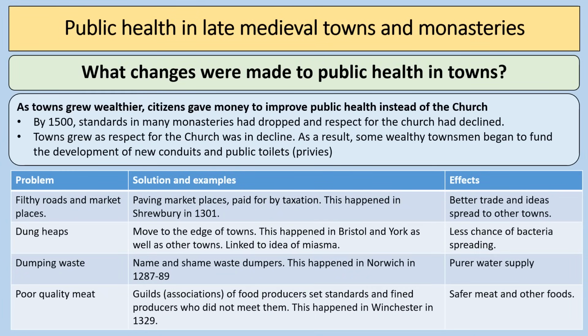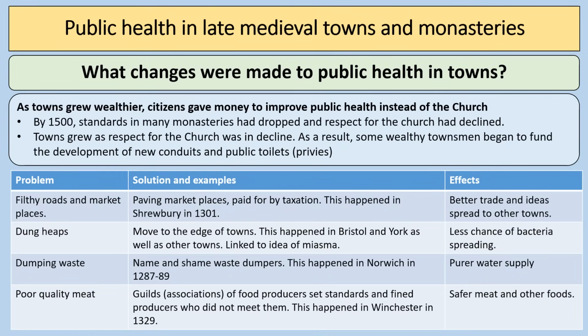Towns began to grow. Wealthy townspeople began to fund the development of new conduits and indeed public toilets, or privies as they're also known. Some examples of that: the problem of filthy roads and marketplaces. There were some examples of marketplaces being paved and paid for out of tax. That happened in Shrewsbury in 1301.